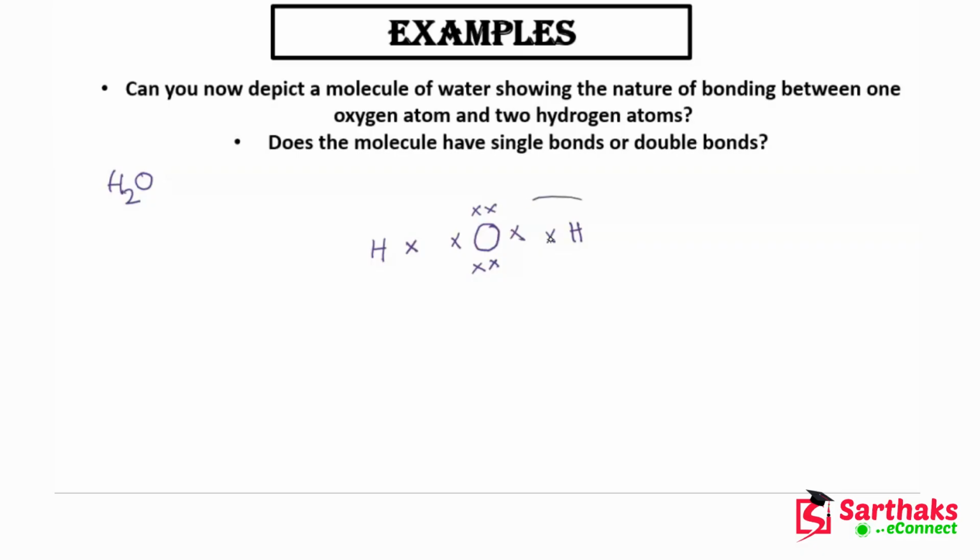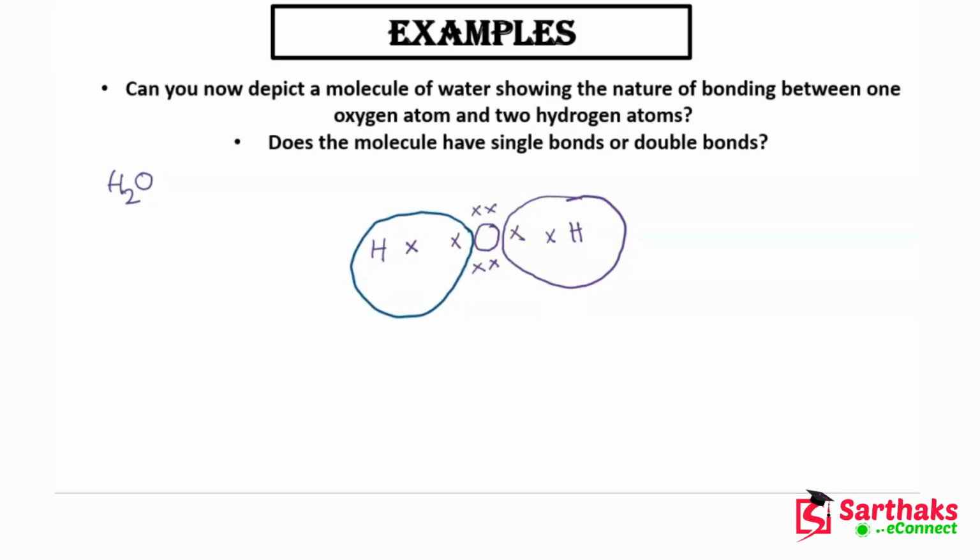This hydrogen will share its 1 electron with this oxygen, and this oxygen also shares its electron with this hydrogen. Now this hydrogen also needs 1 electron to attain the electronic configuration of helium, so it will share its 1 electron with this oxygen like this. Let me draw it clearly like this.